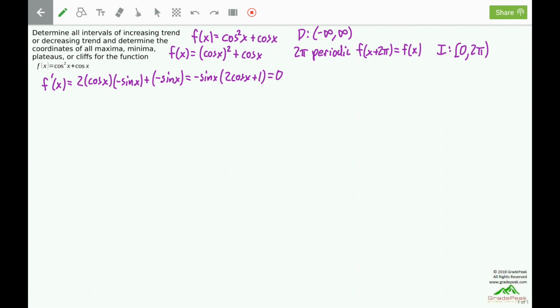If we have multiple factors, each one can be set equal to 0 separately. So negative sine x equals 0. We can divide both sides by a negative 1, and sine x equals 0. This occurs when x is 0, again when x is pi, and again when x is 2 pi, but 2 pi is not in the unit circle interval, so we will not include that one.